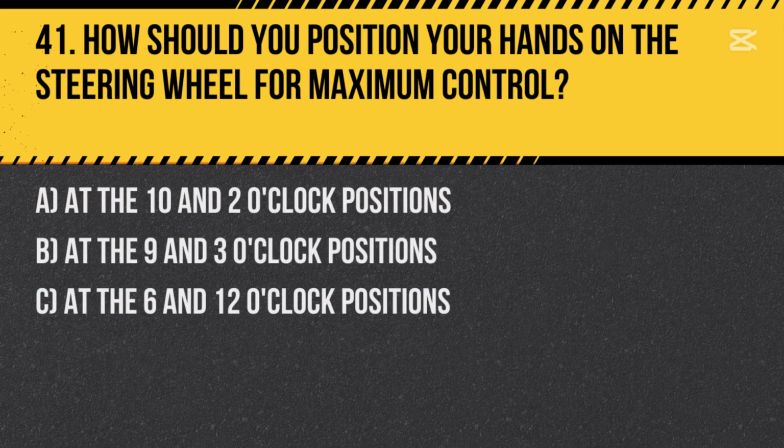Question 41. How should you position your hands on the steering wheel for maximum control? A. At the 10 and 2 o'clock positions. B. At the 9 and 3 o'clock positions. C. At the 6 and 12 o'clock positions. Answer B. At the 9 and 3 o'clock positions. Positioning your hands at the 9 and 3 o'clock positions on the steering wheel is recommended for maximum control and to reduce injury risk in case the airbag deploys.